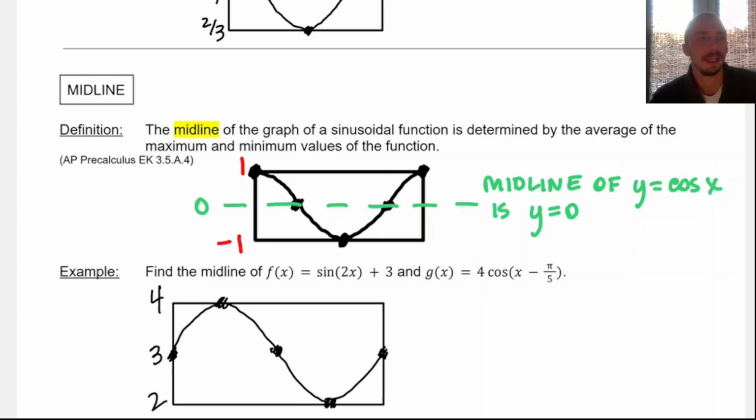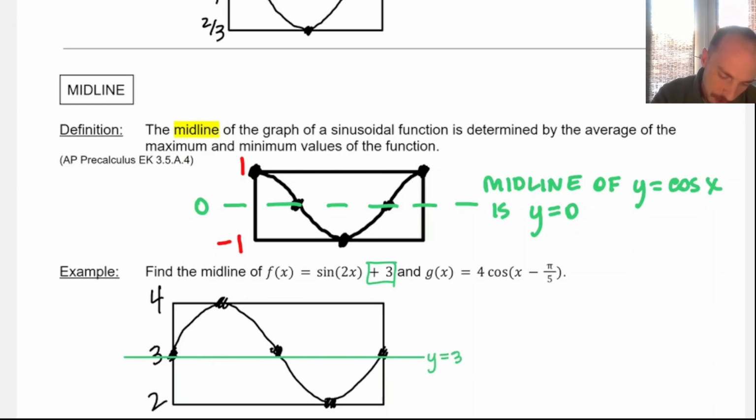Now, horizontally speaking, I don't think it really matters, right? Because what matters is thinking about the midline. Where did it move? The midline is a horizontal line. It would have gotten shifted up and down. It got shifted up by 3 units, meaning that the midline there is y equals 3.